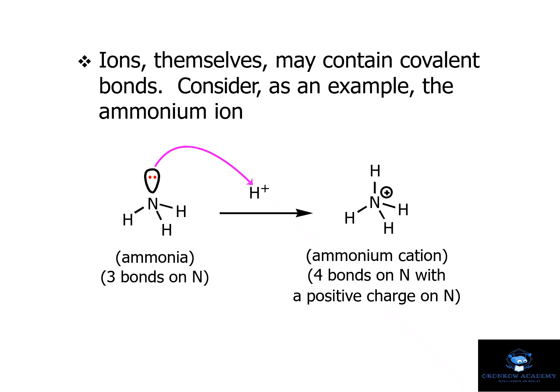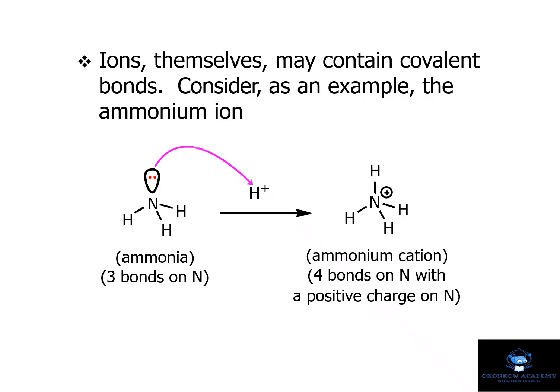Ions themselves can contain covalent bonds. Consider ammonia, NH3. Nitrogen forms 3 covalent bonds with hydrogen and has 1 lone pair. When a proton, H+, approaches nitrogen's lone pair, it forms a dative bond with the proton. The result is the ammonium cation, NH4+, where nitrogen now has 4 bonds and a positive charge. This is an excellent example of how dative bonds and formal charges work together.